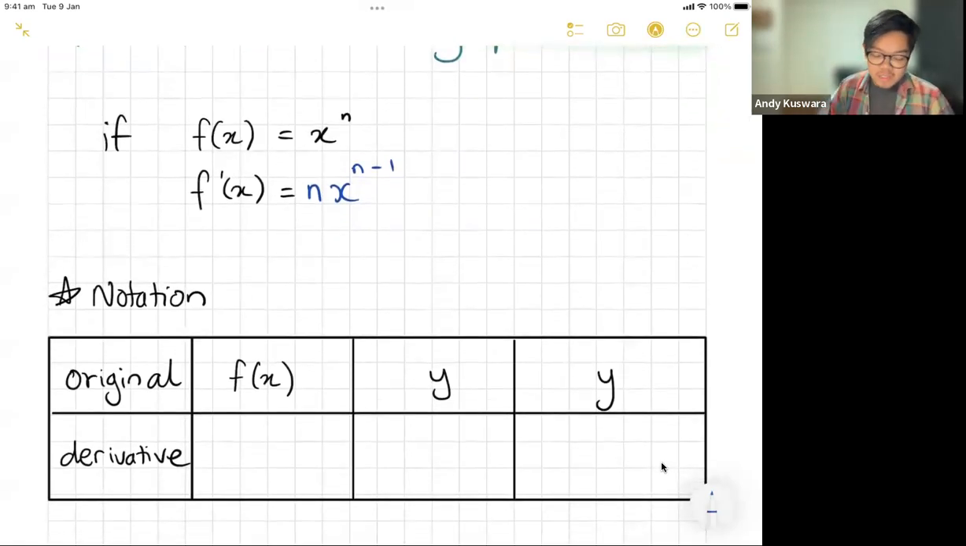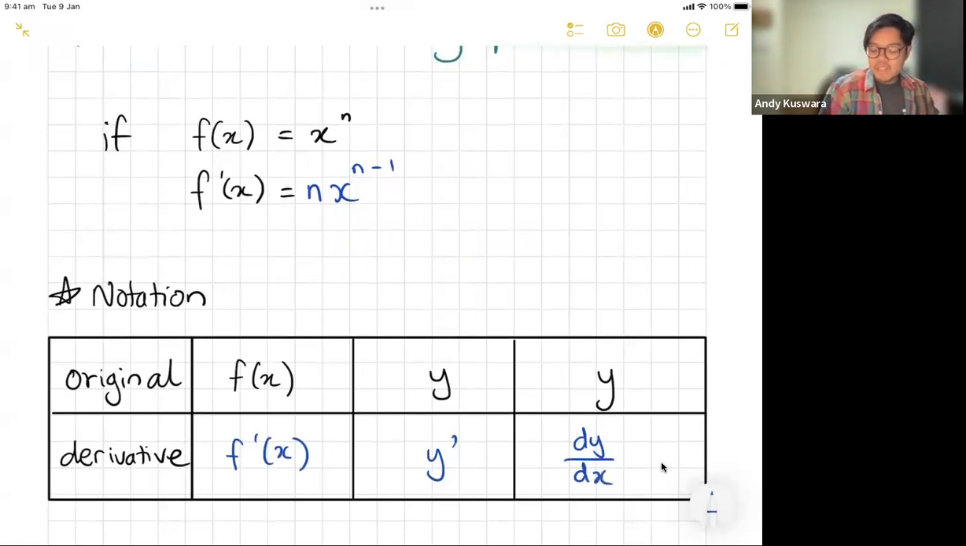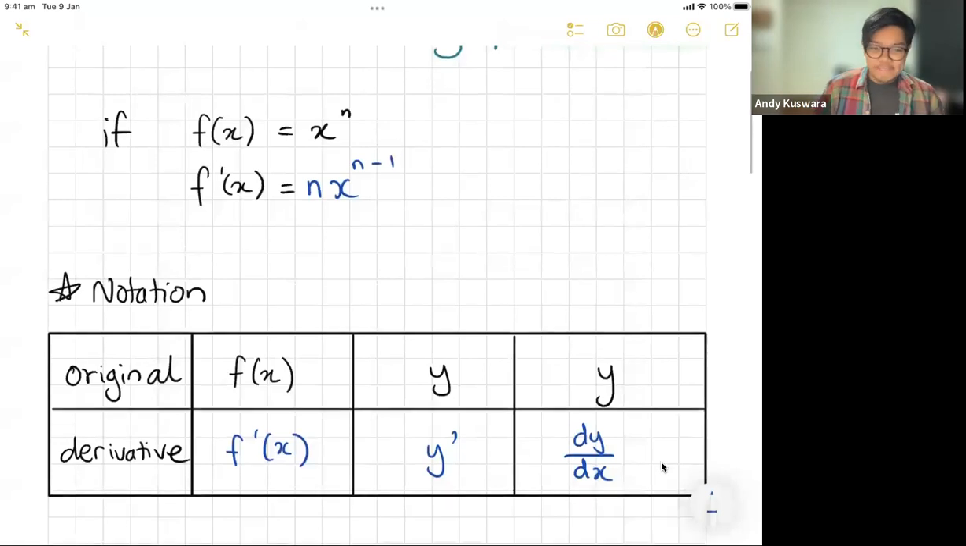Now, in terms of the notation, if your original function is f(x), then your derivative version will be f dash x. Now, if you want to be lazy, you can just do y dash. That's the differentiated version of y. But later on, you will start to see this kind of notation, dy dx. Now, f dash x, y dash, dy dx, they all mean the same thing. They mean a derivative, a derived version, whatever you want to call it.